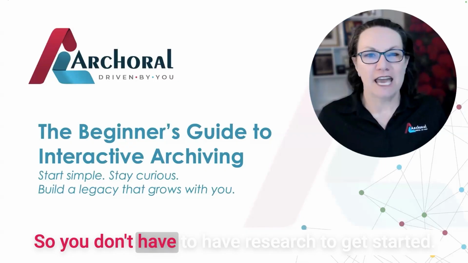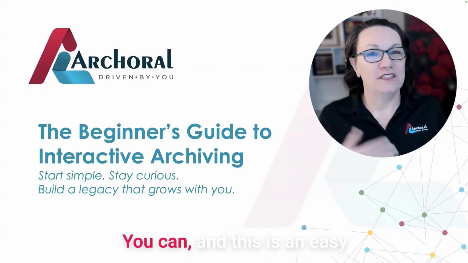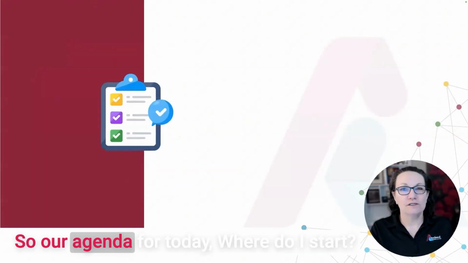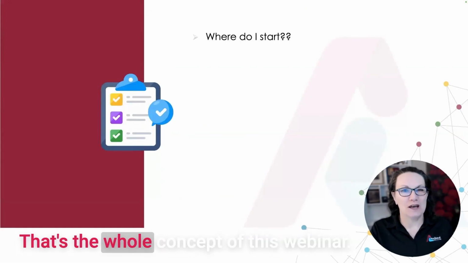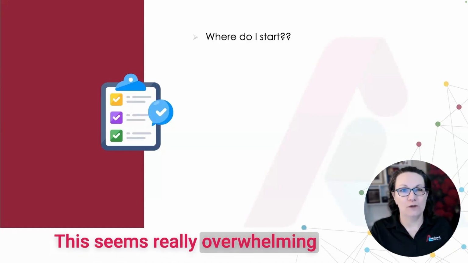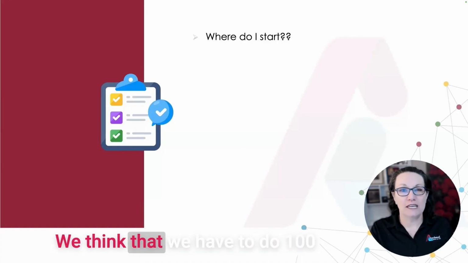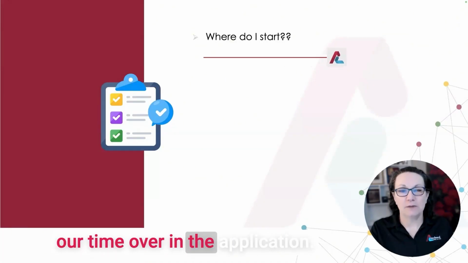So you don't have to have research to get started. You can, and this is an easy way to attach that research. So our agenda for today: where do I start? That's the whole concept of this webinar. Where do I start? This seems really overwhelming for a lot of people, and I get it. We think that we have to do 100 years of family research all at once, and that is not the case. So we're going to spend most of our time over in the application.